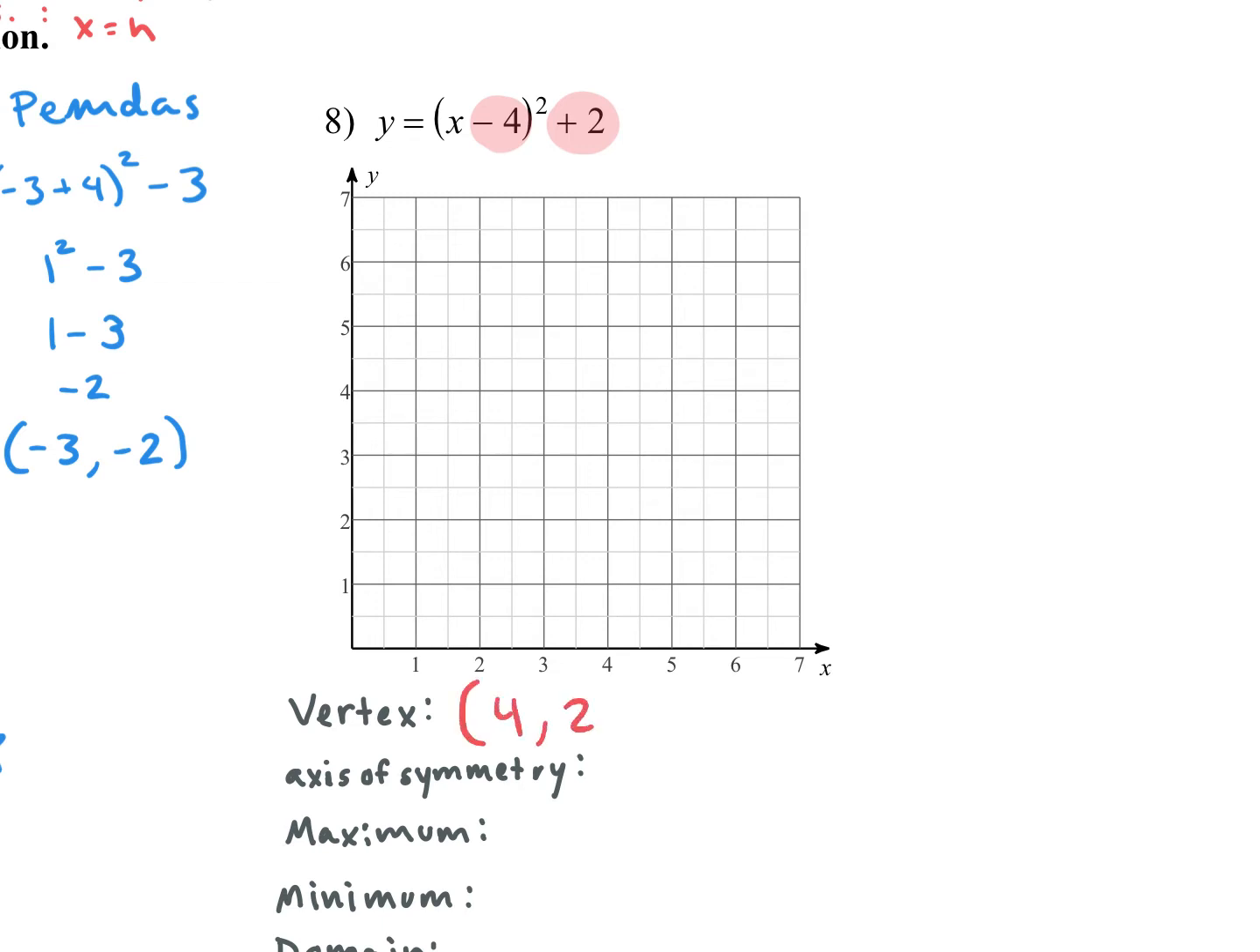Plus 4, plus 2. You always have to change the sign of h. So the vertex is 4, 2. What's my axis of symmetry? x equals 4. So let's graph that. We're going to go to the right 4 and up 2. And then my axis of symmetry goes right through it.